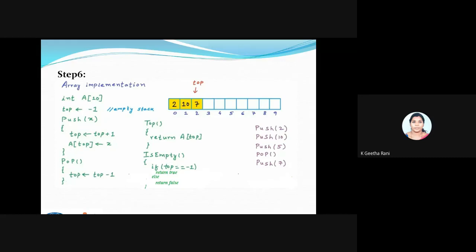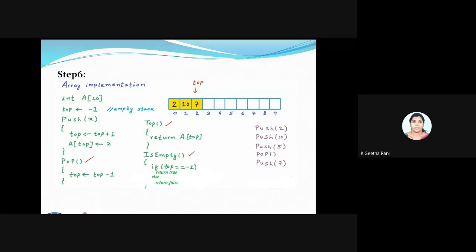So I initialized my array, I declared my array, and I initialized my top value. I performed the push operation, pop operation, top, as well as is empty. It's not in proper code, so we will try to change this particular logic into a program.